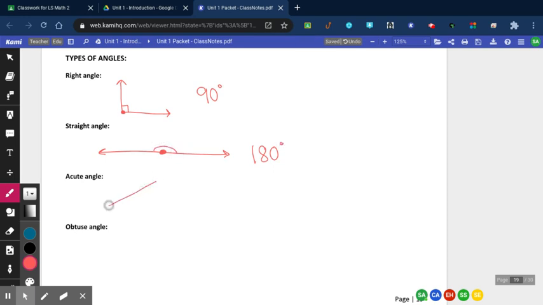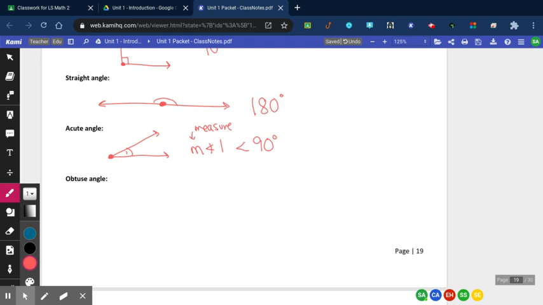An acute angle looks like this. Let's call this angle 1. This is the symbol for measure, so the measure of angle 1 is less than 90 degrees. An obtuse angle looks like this, let's call this angle 2. In an obtuse angle, the measure of angle 2 has to be greater than 90 degrees. So there are our 4 types of angles.